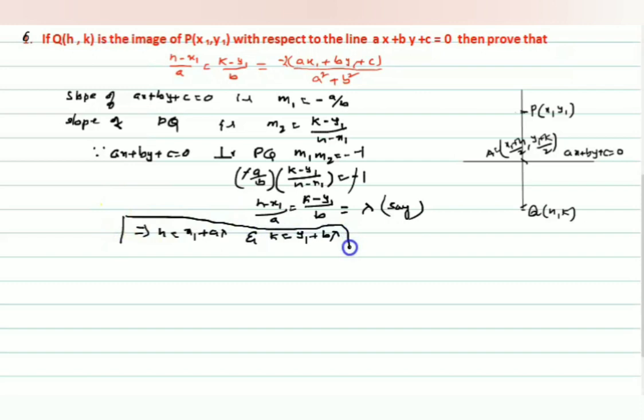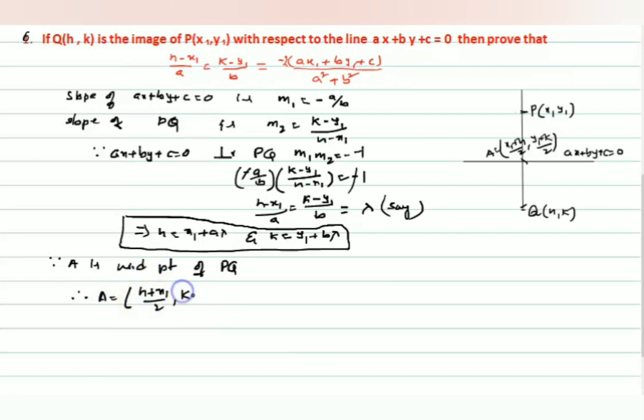What we have created is the h comma k values. Next, let A be the midpoint of PQ. Since A is the midpoint of PQ, therefore A is equal to how much? ((h plus x1) by 2, (k plus y1) by 2).